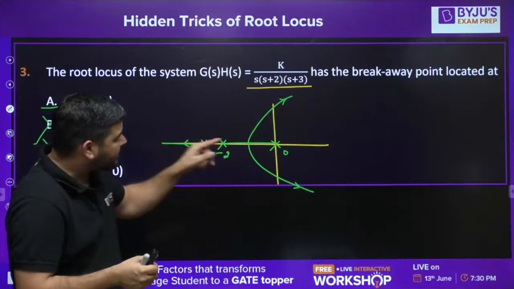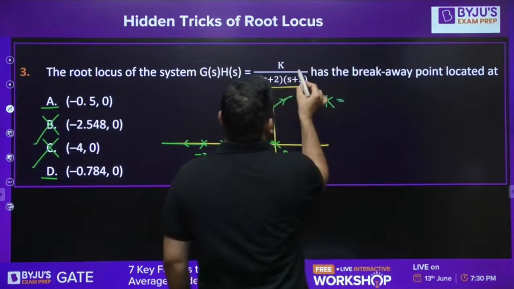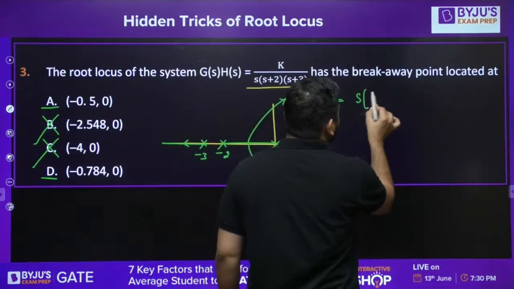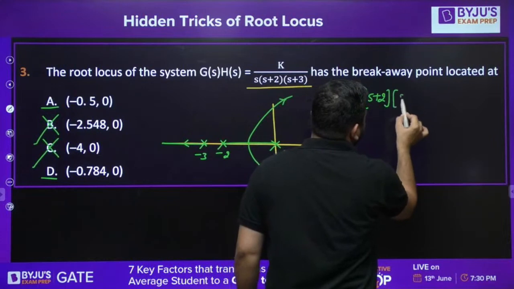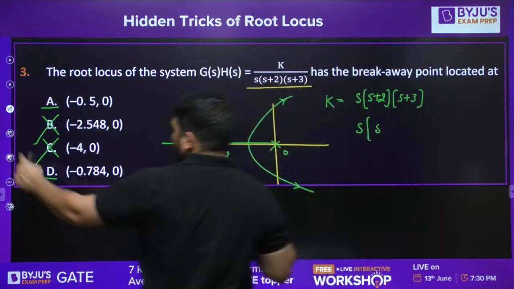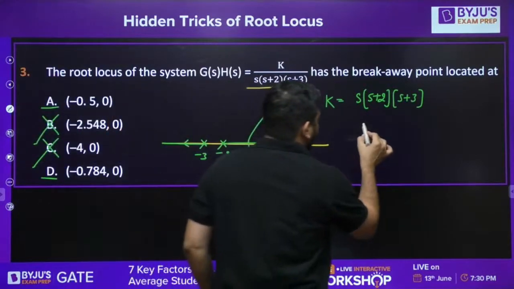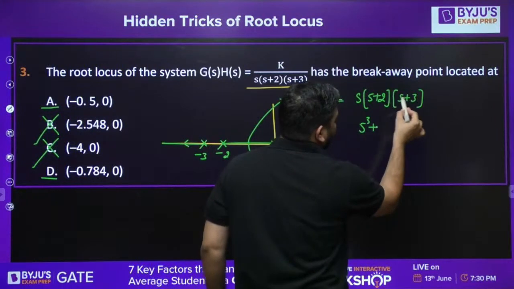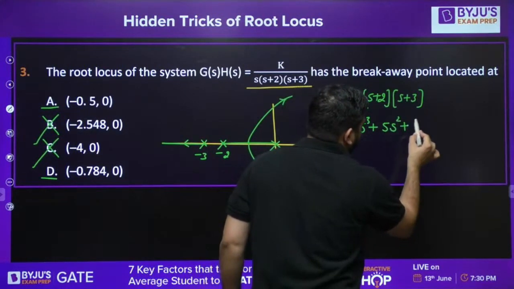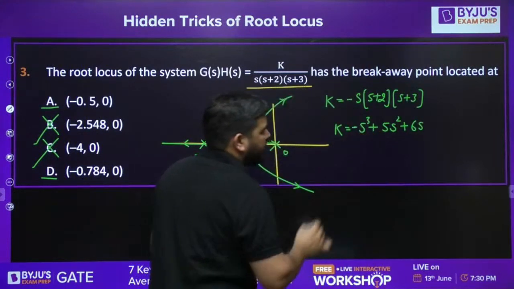Now, let's make dK/ds equal to 0. So we calculate K: if I put G(s)H(s) equal to minus 1, you can calculate the K value. K is equal to s into (s plus 2) into (s plus 3). Let me multiply this, and then I want to take the derivative. So it will become s cube plus 5s square plus 6s. Okay, this is my K, and obviously with a minus sign.